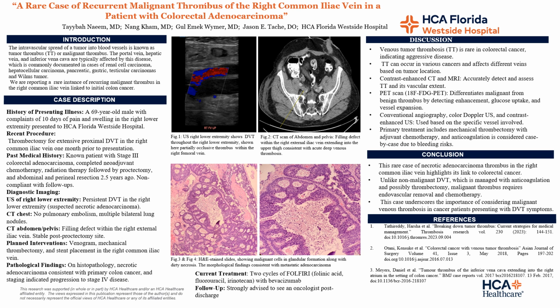So how do we treat this? The primary treatment for the tumor thrombus includes mechanical thrombectomy with adjuvant chemotherapy. Anticoagulation is considered on a case-by-case basis due to bleeding risks. Post-discharge, it is crucial for patients to follow up with an oncologist. Our patient received 2 cycles of FOLFIRI with bevacizumab and is currently receiving chemotherapy.